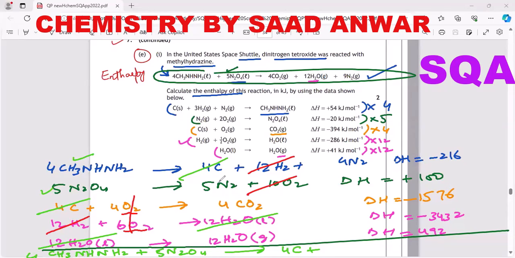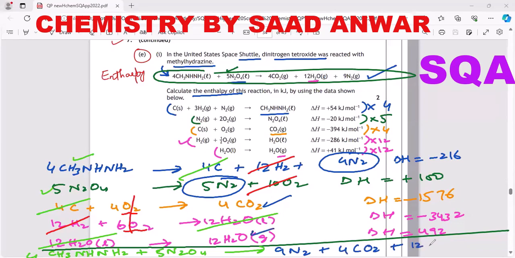So guys, I just missed one thing, and that one thing is in the very first equation. You see, this is 4 nitrogen, this is 5 nitrogen. So how many nitrogen would it be? It would be 9 nitrogen. And this is the 4 carbon dioxide plus 12 gaseous water. Yes, now you can see, guys, that my final equation is quite similar to the main equation.